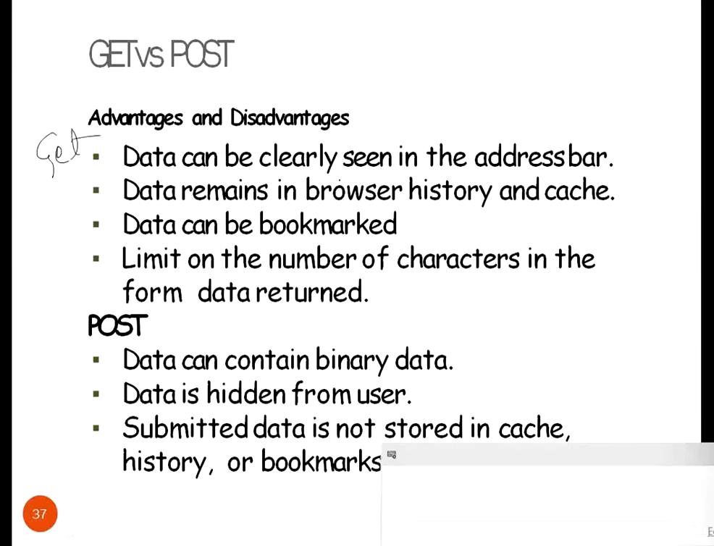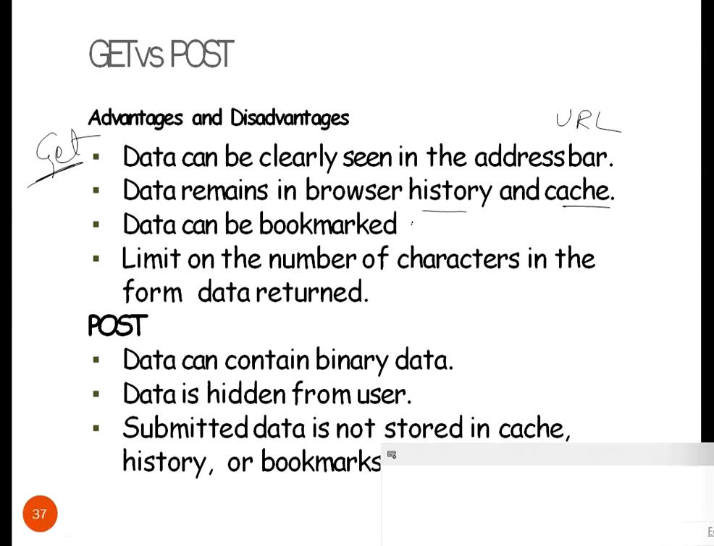Okay, so data can be clearly seen in the address bar when you specify the attribute method get. Whatever data is entered by the user can be seen in the address bar or in the URL. Data remains in the browser history and cache. If you specify get, whatever data is entered will be retained in the browser history and also the cache. So that is one more drawback of the get method.